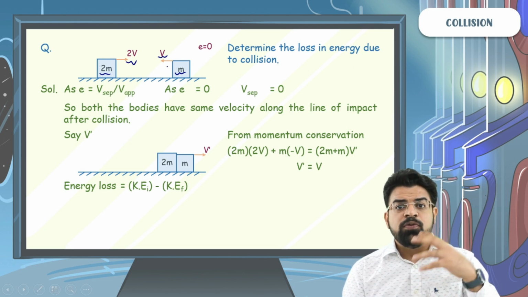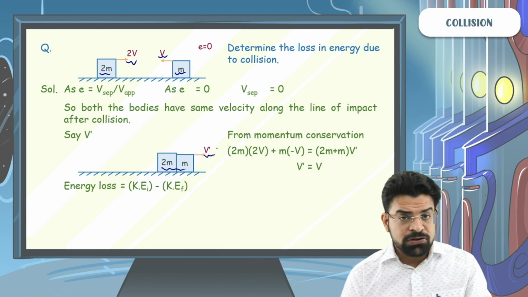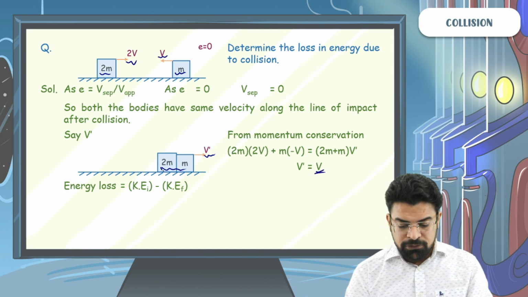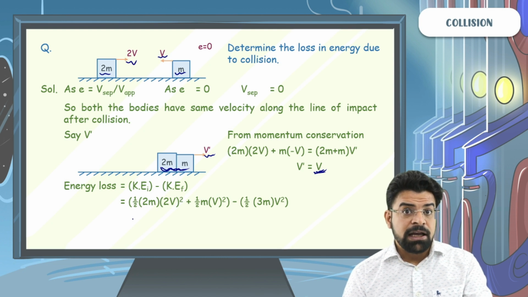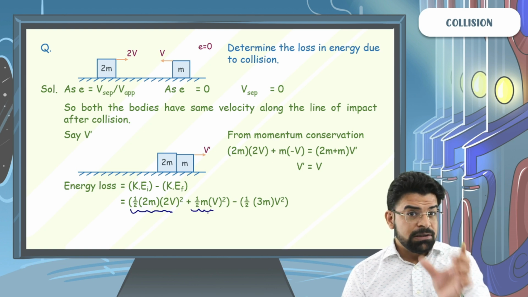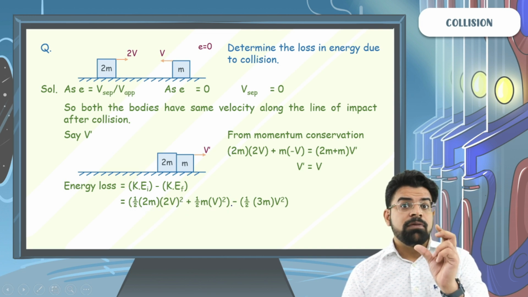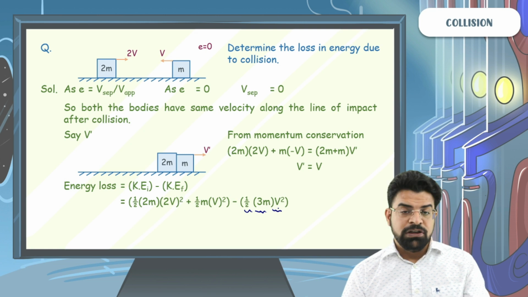And what about the final kinetic energy? Half into 3m into v dash square. And as v dash equals v, we can say half into 3m into v square. So we will get the initial kinetic energy of the system, half into 2m into 2v square plus half into m into v square. This whole term is the initial kinetic energy of the system, minus the final kinetic energy of the system, which is half into 3m into v square.